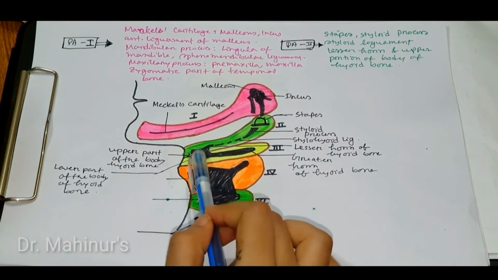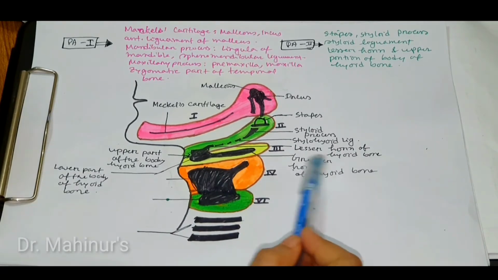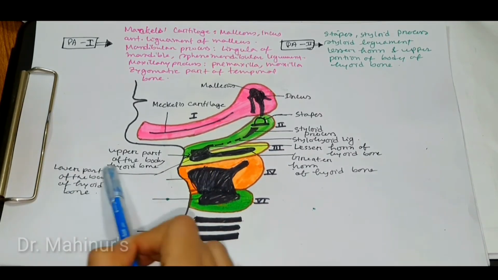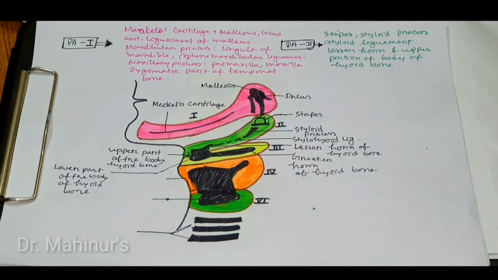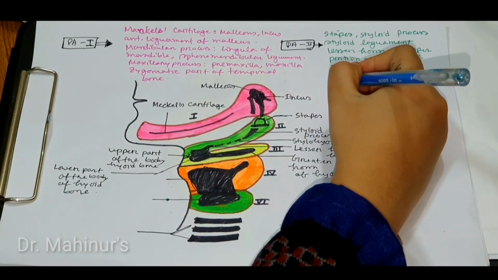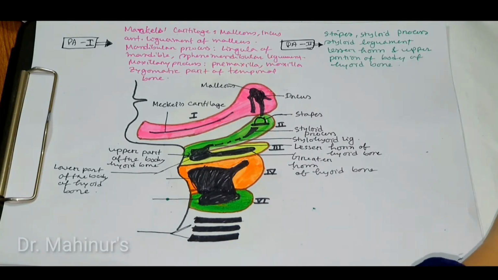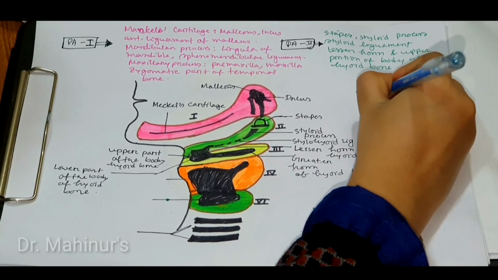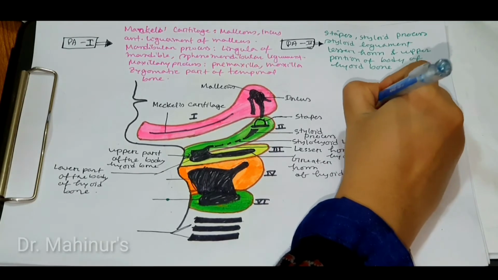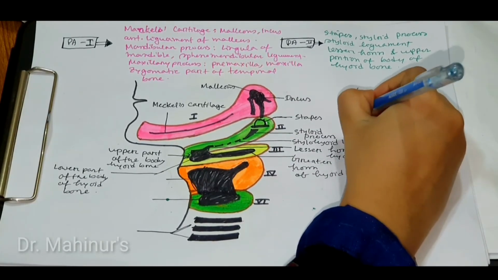Now coming to third pharyngeal arch. It produces greater horn and the lower part of the body of the hyoid bone. So the cartilages of the third pharyngeal arch produce the lower part of the body and greater horn of the hyoid bone.